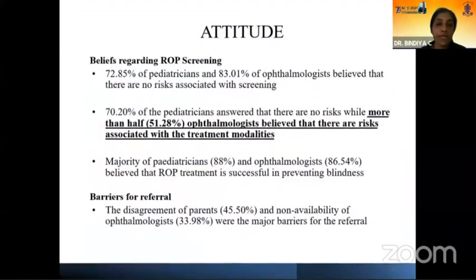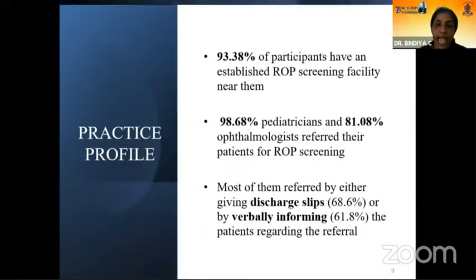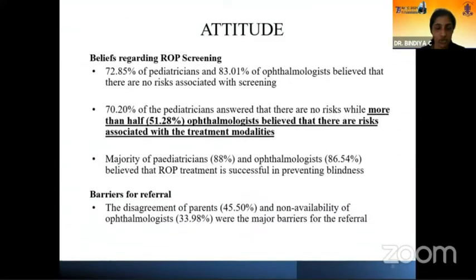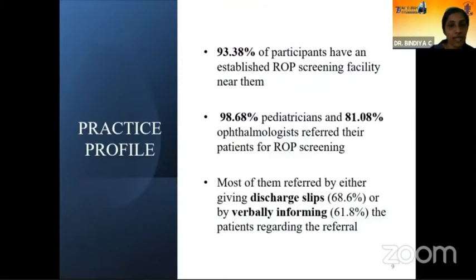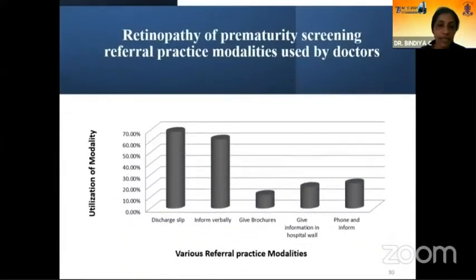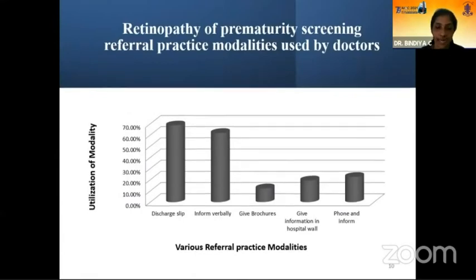Coming to the attitude of doctors, most of the pediatricians thought that the screening and treatment of ROP is safe and risk-free, but more than half of the ophthalmologists believe that there are risks associated with the treatment modalities. Most of the doctors said that non-availability of ophthalmologists and disagreement of parents were the major barriers for referral. Coming to the practice profile, most of them referred their patients for ROP screening, either by giving a discharge slip or by verbally informing the patients regarding referral.